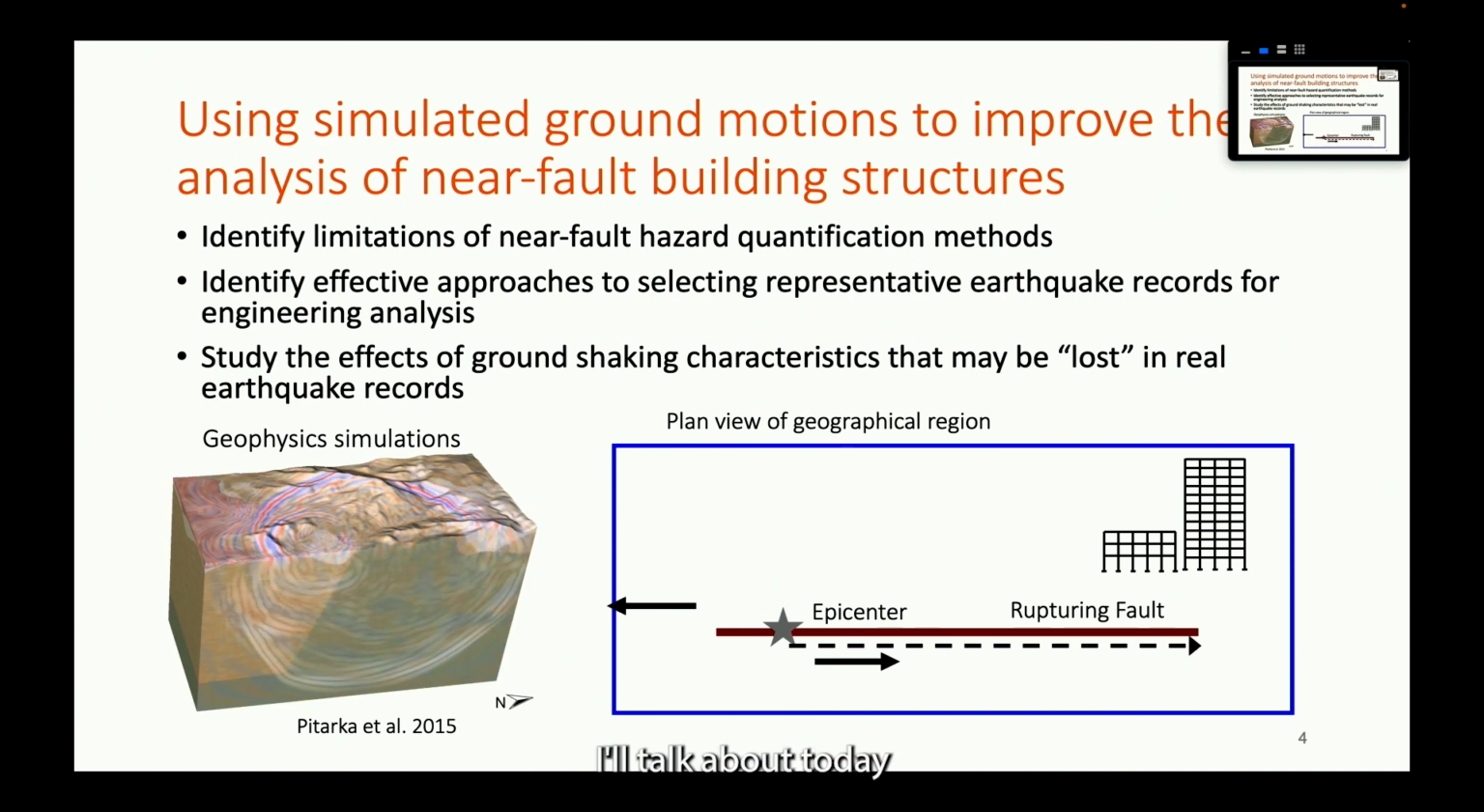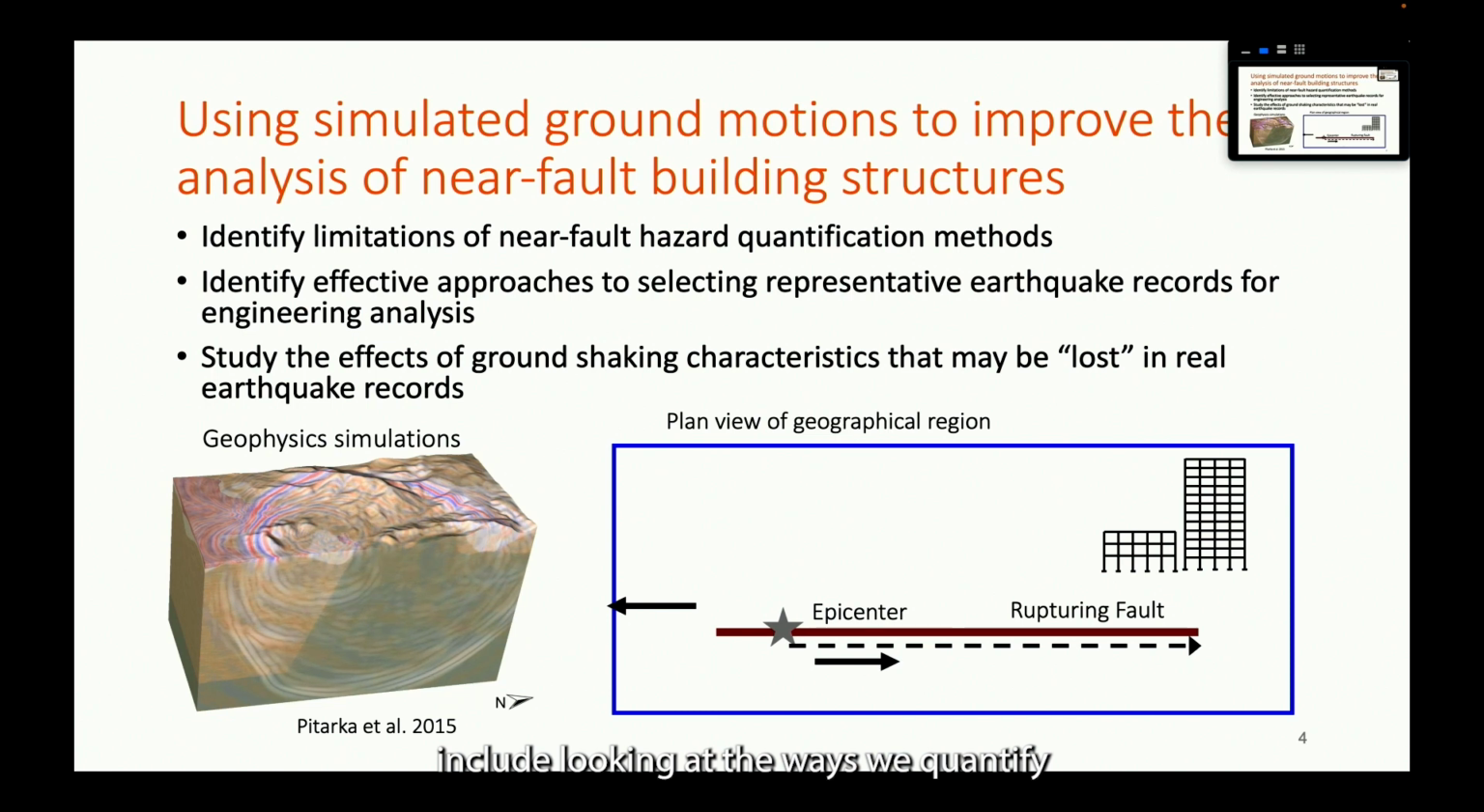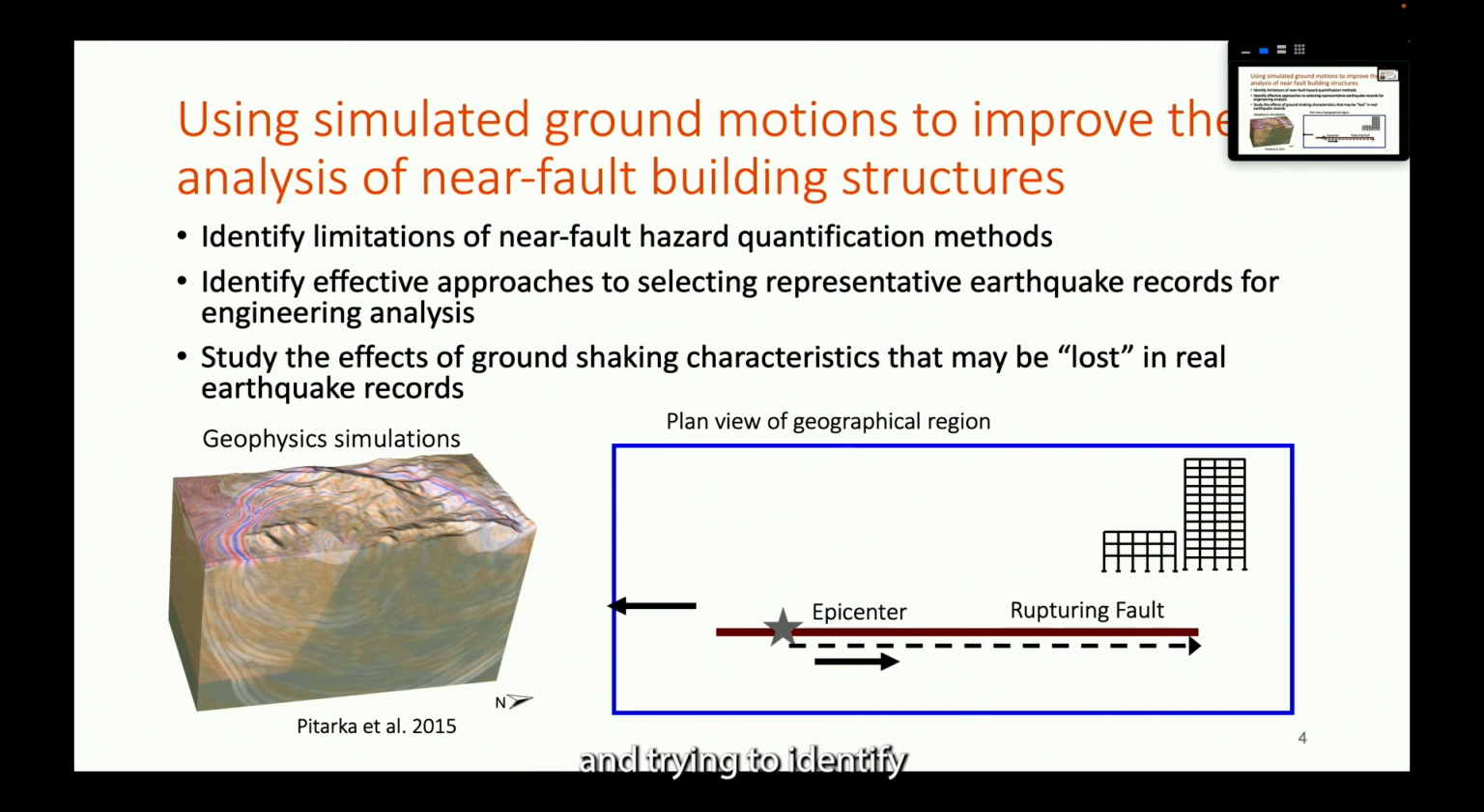Some of the things I'll talk about today include looking at the ways we quantify seismic hazard for engineering applications and trying to identify limitations or improvements to those methods so that we're able to better represent the earthquake hazard in engineering analysis context. And also, I'll touch a little bit upon that last aspect there, where we can actually see from the simulations some characteristics that are lost in the real recordings because of processing of those recordings. And so that's another very interesting aspect of this research for me.